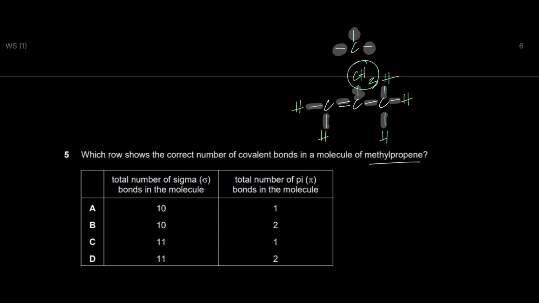So in total, how many sigma bonds do you have? You don't have 8, you don't have 10, you have 11 sigma bonds. How many pi bonds are there? Only 1 pi. So 1 pi, 11 sigma. C is the correct option.